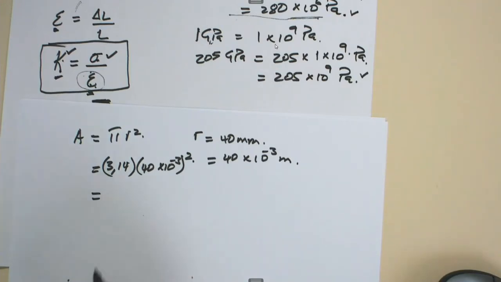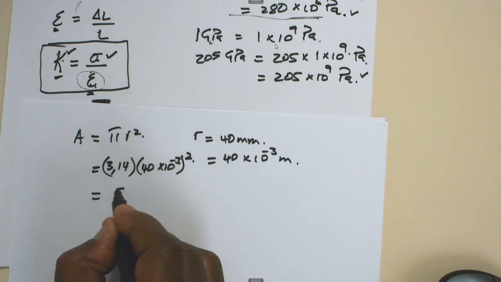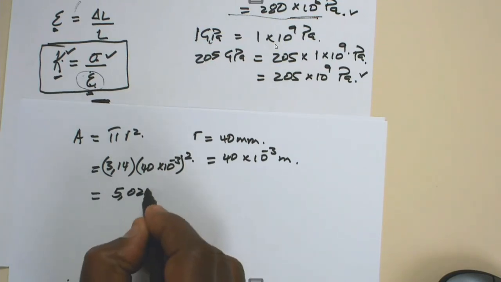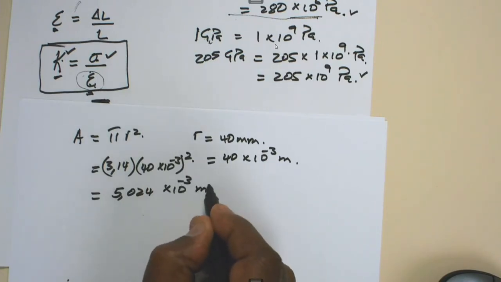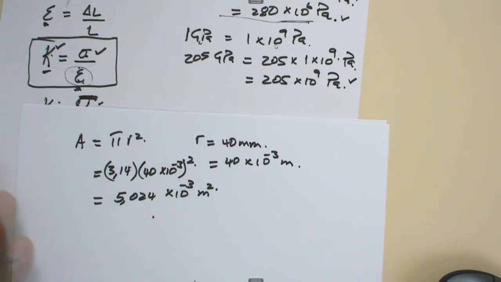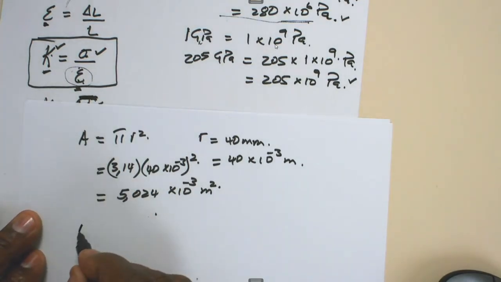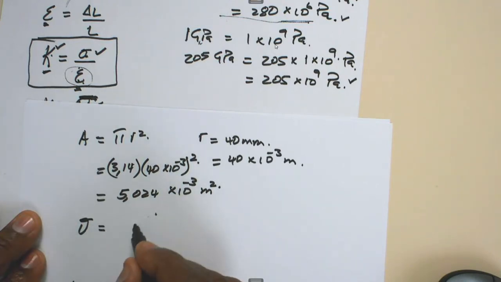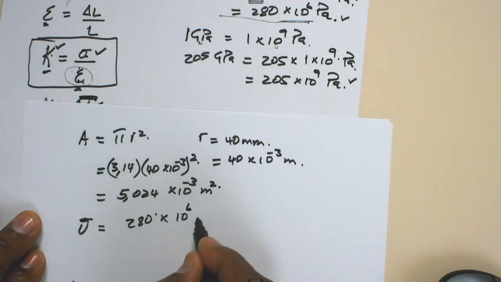I think if my calculations are correct, we should get 5.024 times 10 to the power minus 3 square meters. That will be our area for that problem. Now we know we have the area. We have the stress. It is given. We said it is equal to 280 times 10 to the power 6 pascals.